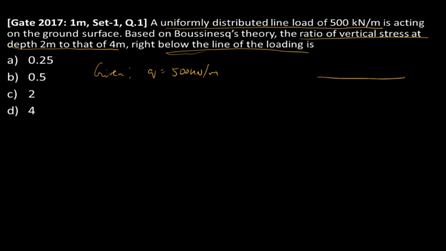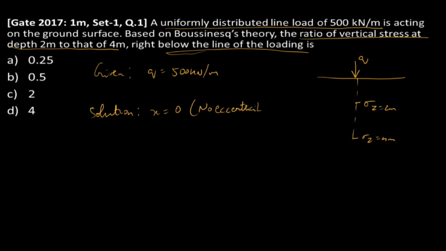So if we draw the diagram, since this is a line load and it is acting on the ground surface. They're asking us to find out the ratio of vertical stress at 2 meter and 4 meter. So there is no eccentricity, therefore solution: value of x is equal to 0. No eccentricity.